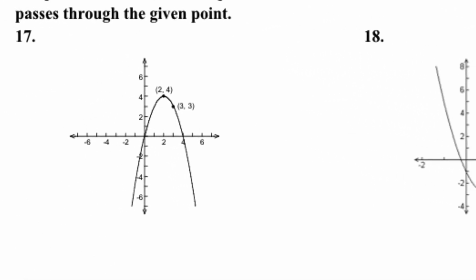So let's look at number 17. First, we want to label our HK. HK is our vertex, and we have one other point, which is our x, y. Now we want to write the equation. The general equation is y equals a times x minus h squared plus k. This is in vertex form, so it tells us the vertex very easily. So what we're going to do is plug in our h, k, x, and y.